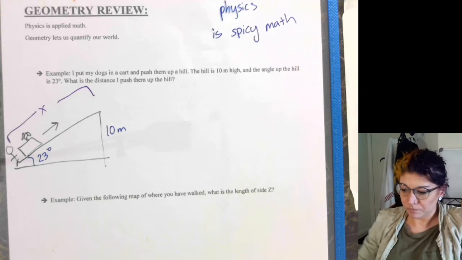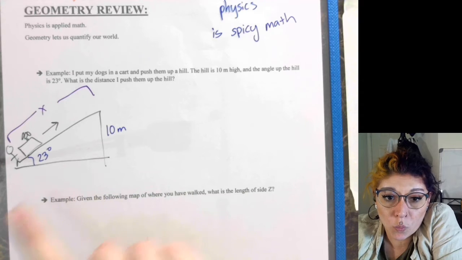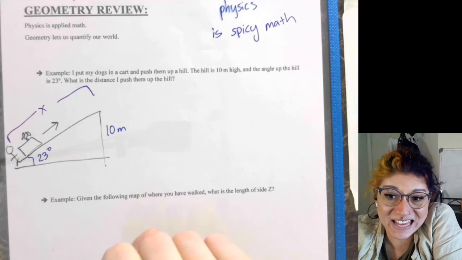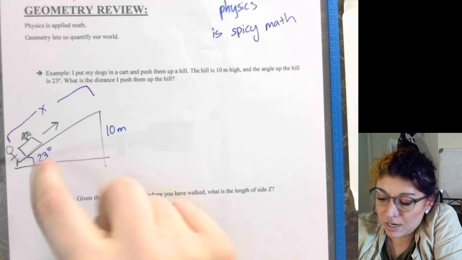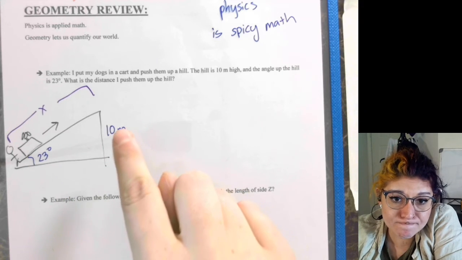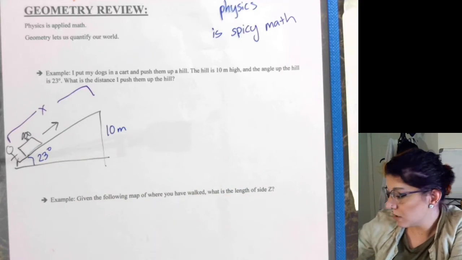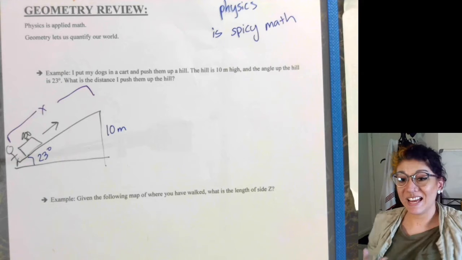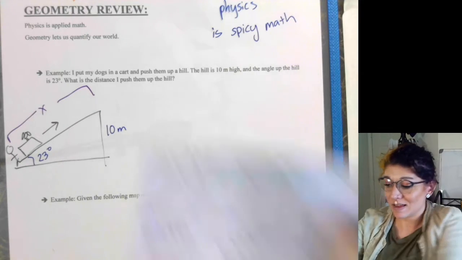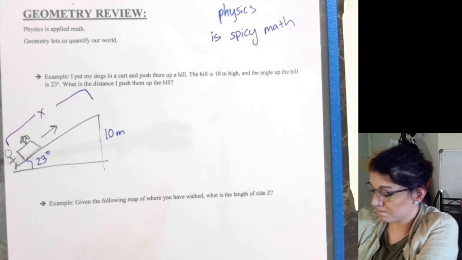So I want you to think in your head. What do I know? What am I being asked for? I know this angle. I know opposite. And I'm being asked for hypotenuse. So what does that look like? I hope you said that looked like the sine function, opposite over hypotenuse.